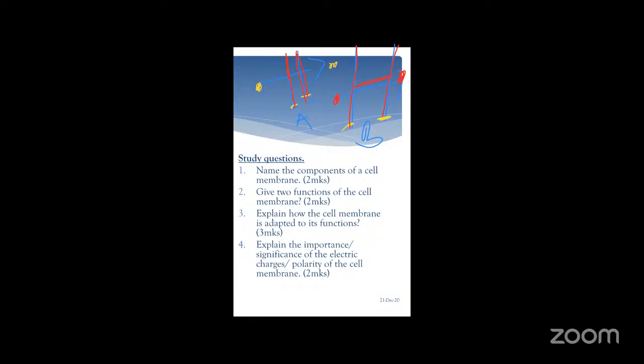Polarity is the possession of positive and negative charges. So is there anyone who's ready to tell us what is the importance of a cell membrane having positive and negative charges? Why is it important for a cell membrane to have positive and negative charges? Anyone? It regulates.